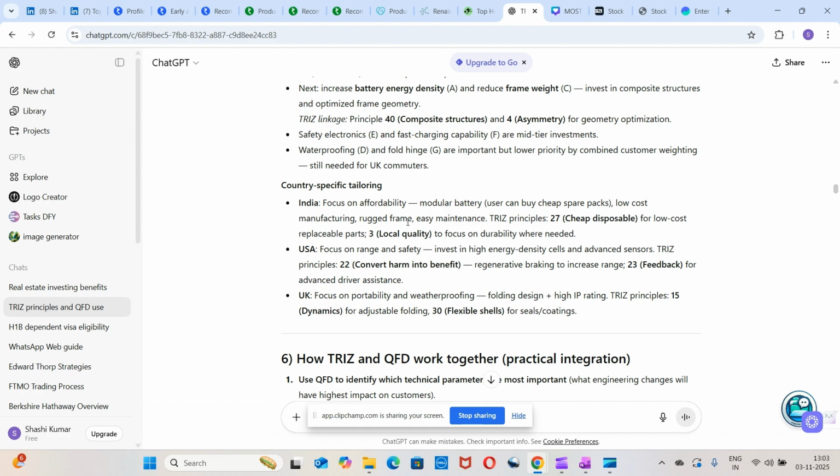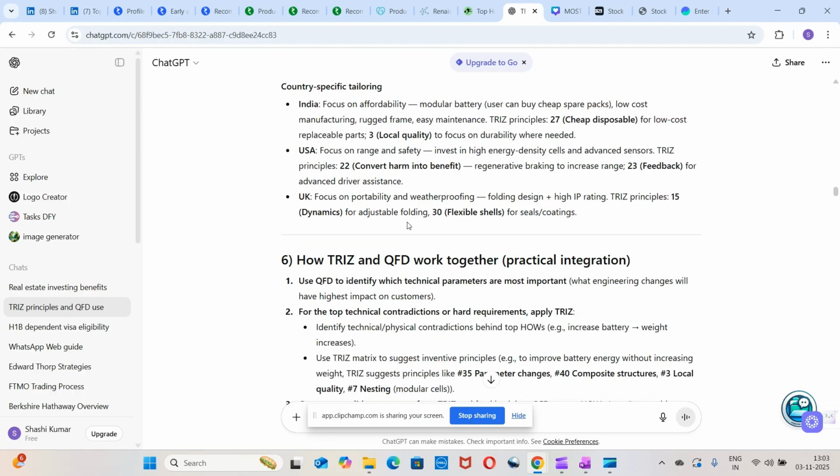For the USA, country-specific tailoring is focused on range and safety: invest in high energy density cells and advanced sensors. TRIZ principles are 22, convert harm into benefit, such as regenerative braking for increased range, and 23, feedback, for advanced driver assistance. UK, focus on portability and weatherproofing: folding design, high IP rating. TRIZ principles are 15, dynamics, for adjustable folding, and flexible shells for seals and coating.